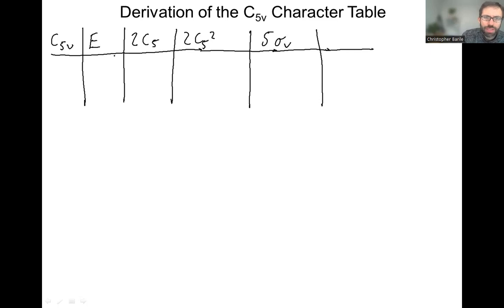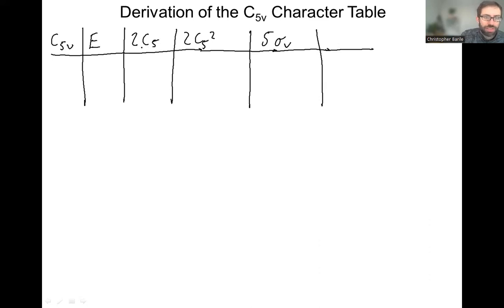So it doesn't really matter what order you put these columns. This is just convention: usually people will put identity first, and then the principal rotation axis, and then sort of work their way over. But fundamentally, it doesn't matter. But I put it the way that most character tables are put in, just by convention, so that at the end result, we'll be able to very clearly see that we got the right answer without shuffling things around.